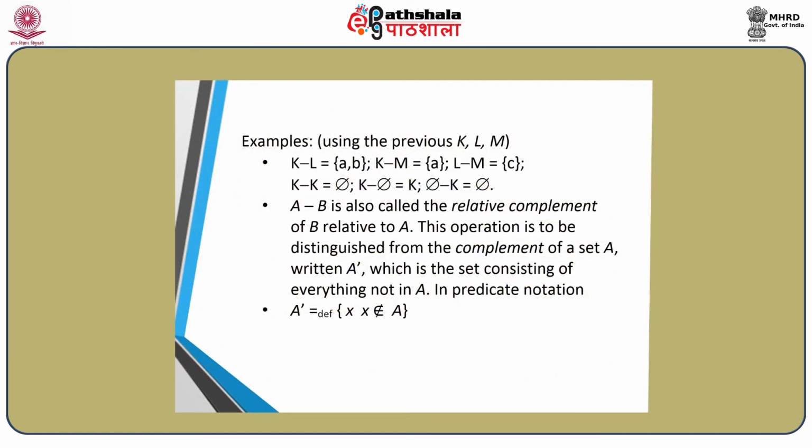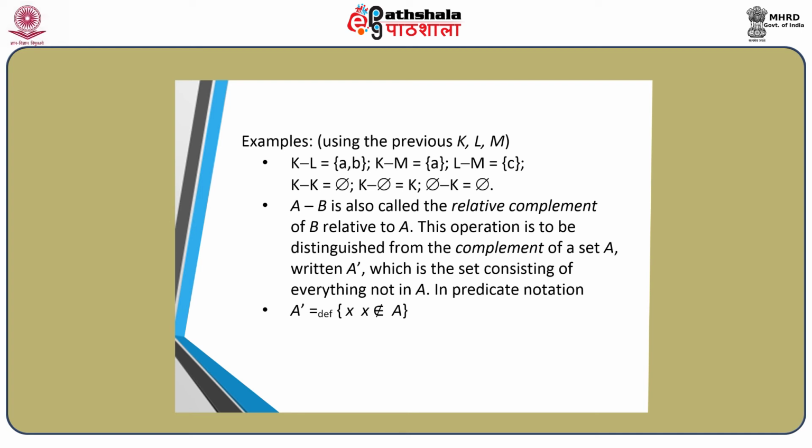Example, if we use the previous sets K, L, and M, K minus L is the set consisting of A, B. K minus M is the set consisting of A. L minus M is the set consisting of C. K minus K is the empty set, K minus the empty set is K, the empty set minus K is the empty set.